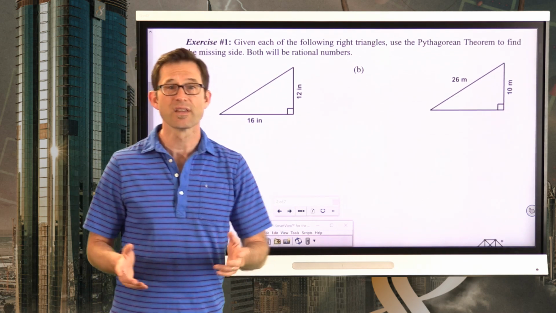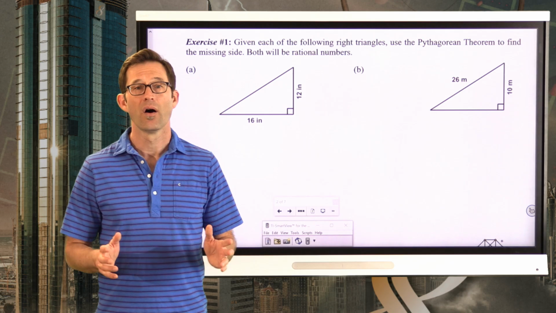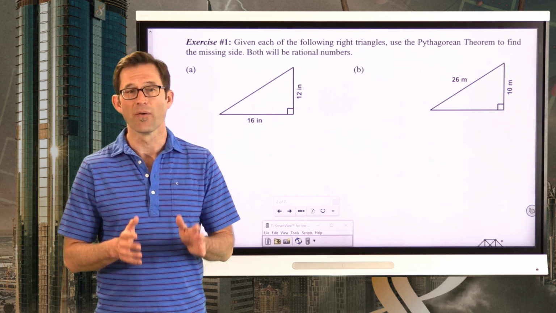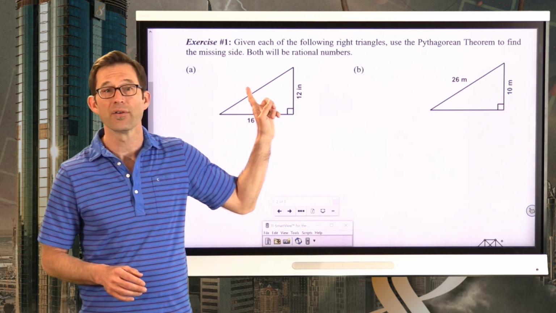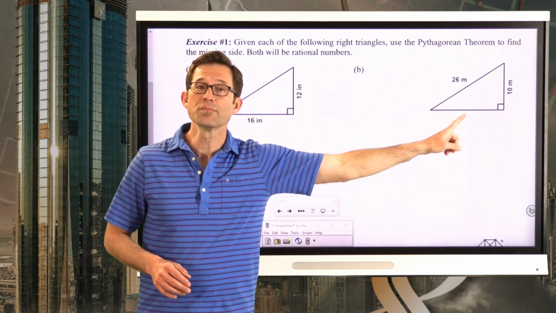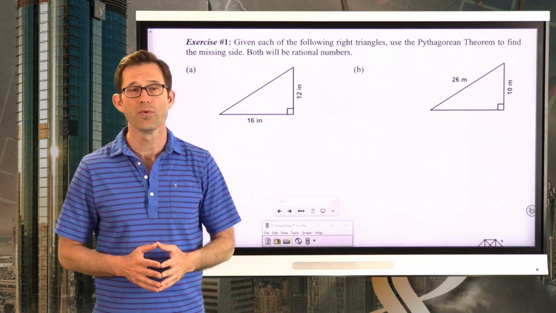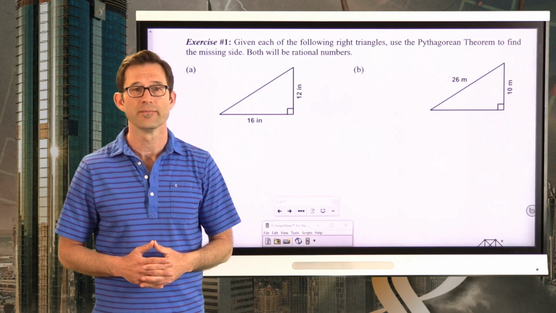So, let's take a look at exercise number 1. Given each of the following right triangles, use the Pythagorean Theorem to find the missing side. Both will be rational numbers. I'd like you to pause the video now and test yourself. Make sure that you can use the Pythagorean Theorem to find this missing hypotenuse in letter A and this missing leg in letter B. Pause the video now and take a few minutes to do that. Make sure that you have your calculator handy in order to do some calculations today.